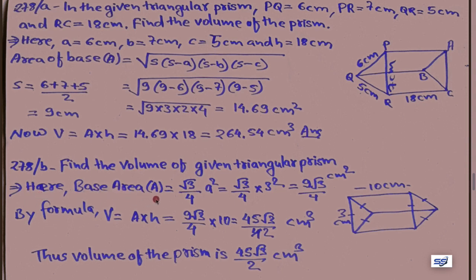Here, base area A is equal to root 3 upon 4 A square, which is equal to root 3 upon 4 into 3 square, which is equal to 9 root 3 upon 4 cm square. By formula, V is equal to area into height, A into H, which is equal to 9 root 3 upon 4 into 10, which is equal to 45 root 3 upon 2 centimeter cube. Or we can also say that the volume of the prism is 45 root 3 upon 2 centimeter cube. In this way, we get the volume of the triangular prism.